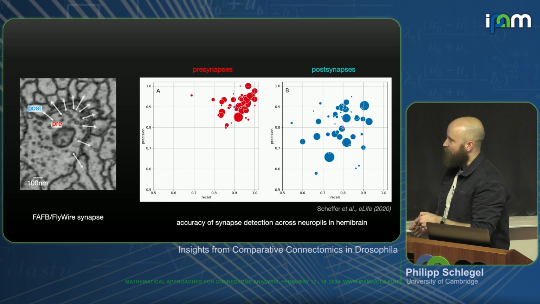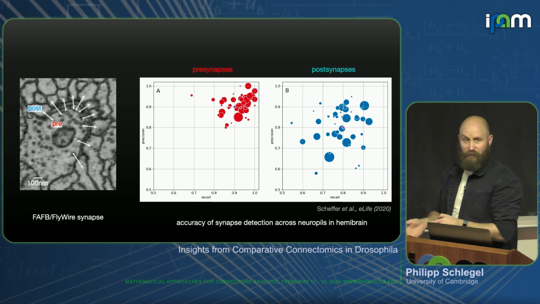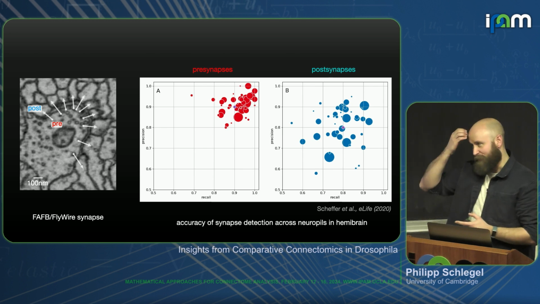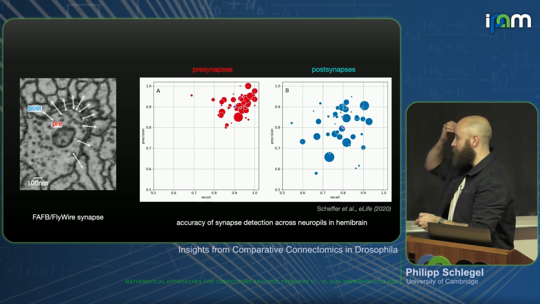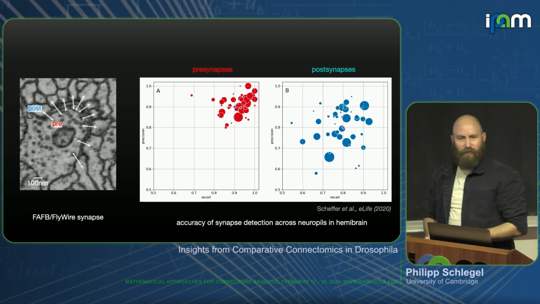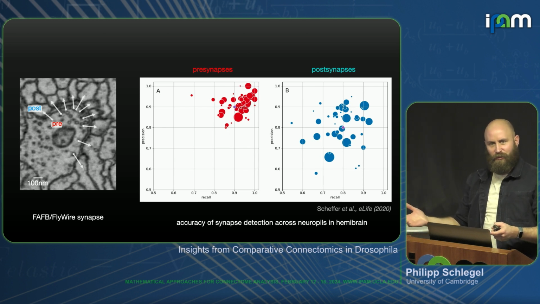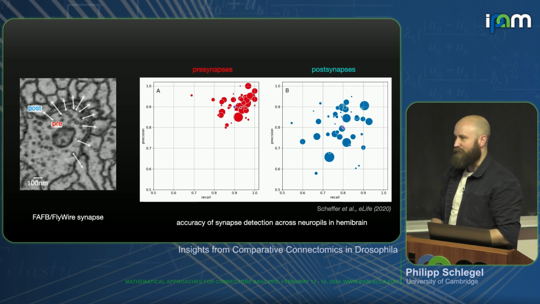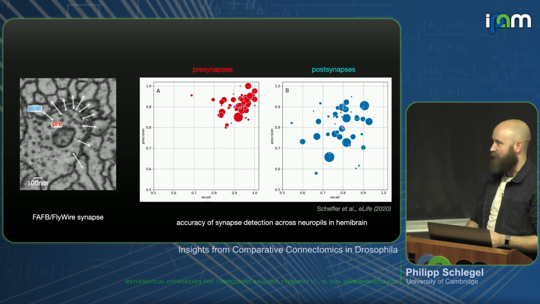The important thing is that precision and recall aren't 1-1, right? So, the purple points are the means. But there's also a huge spread across neuropils, right? So depending on where your connection is, you might end up having different synapse detection just based on the locality.